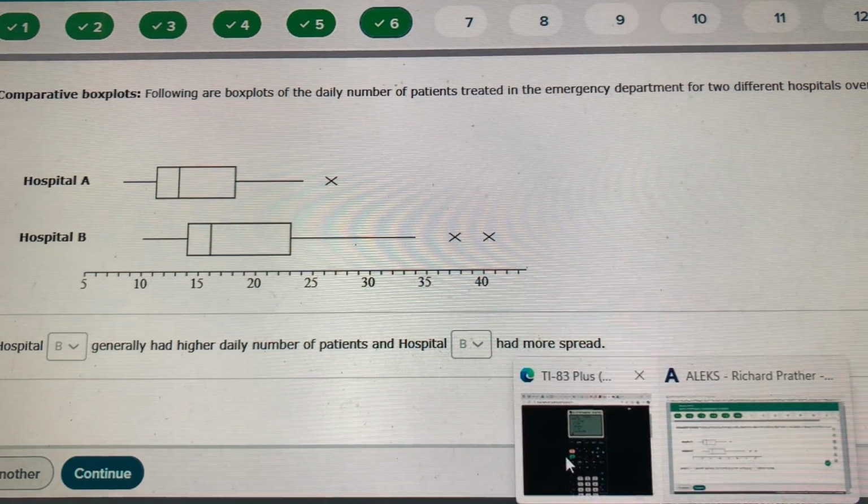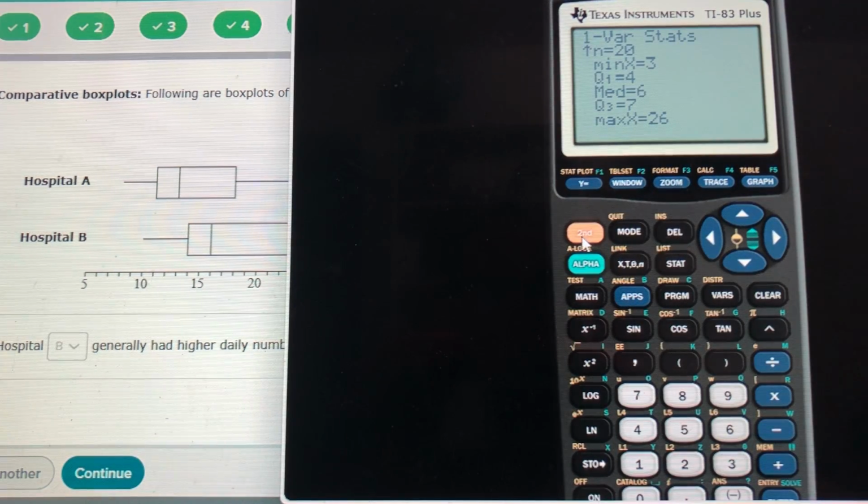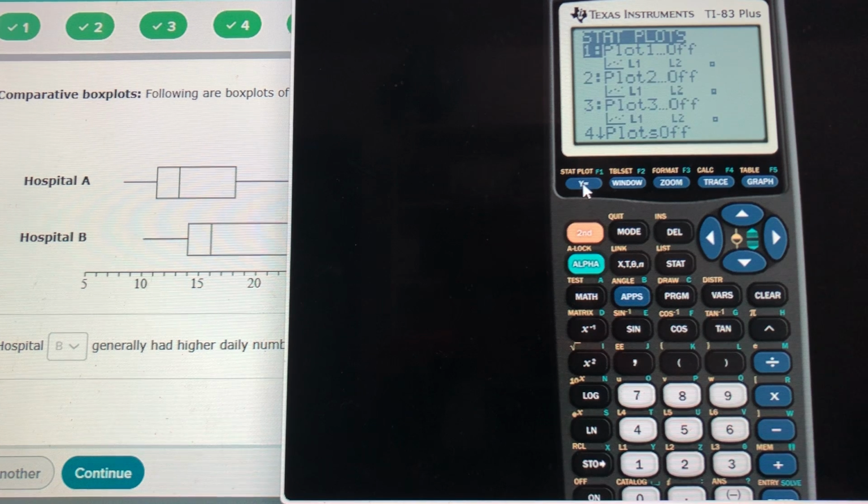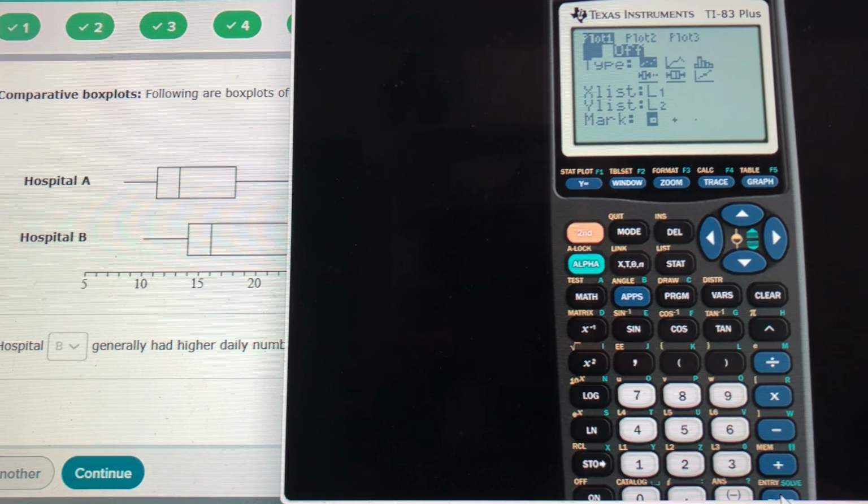And you can draw a box plot in here, too. If you go to second y equals, this takes you into the stat plots. Plot 1, see how they're all turned off right now? I can go into plot 1 by pressing enter. And while it's flashing on the word on, I can turn it on. And then down arrow to the type of graph.